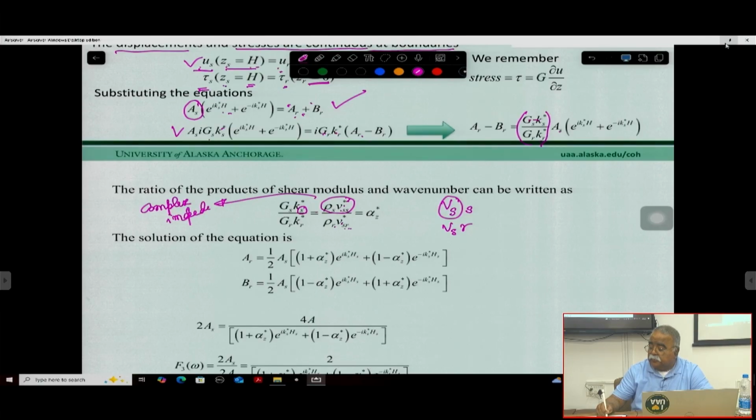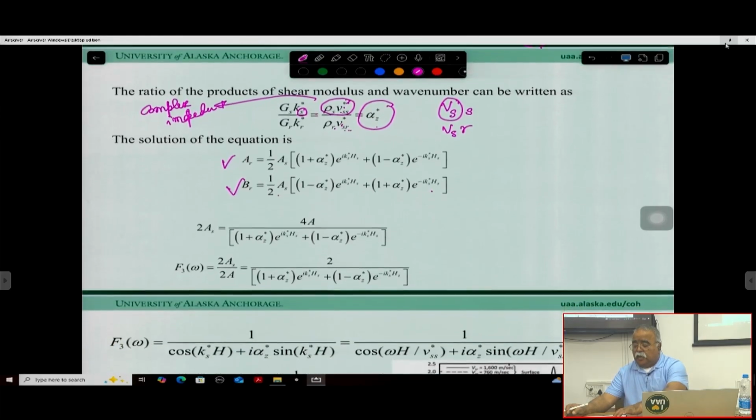Okay, complex impedance, and that we call alpha z. So alpha is not the pure velocity. Alpha here is a complex impedance ratio, alpha part. So if you can solve these two equations, then your AR will come as this one, BR will come as this one. Just do a little bit of mathematical jugglery. It will be easy to prove.